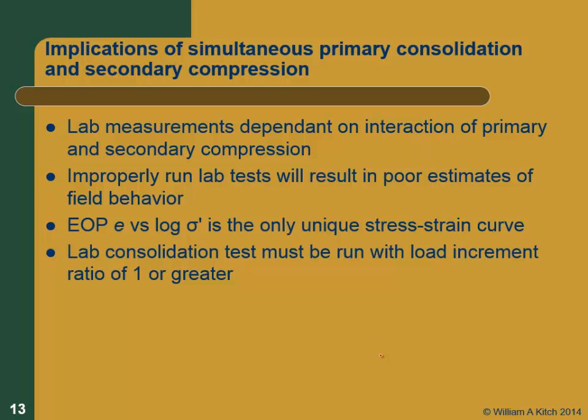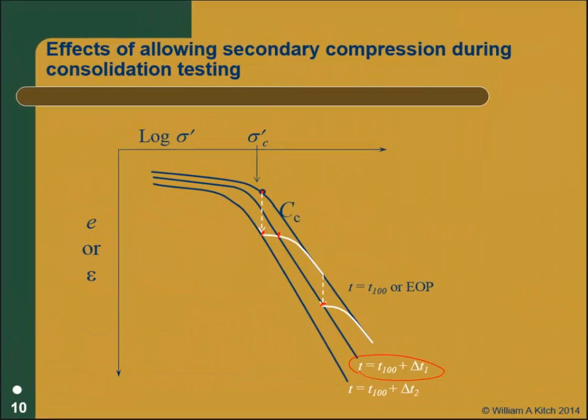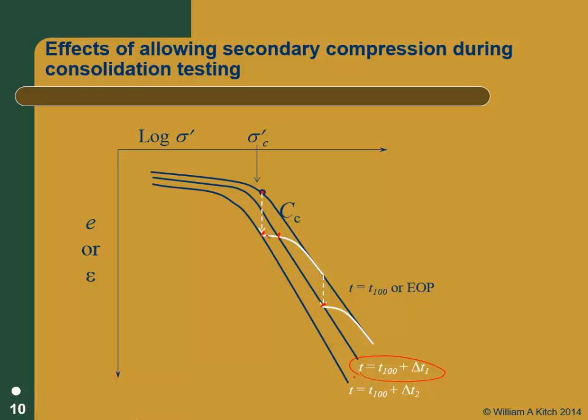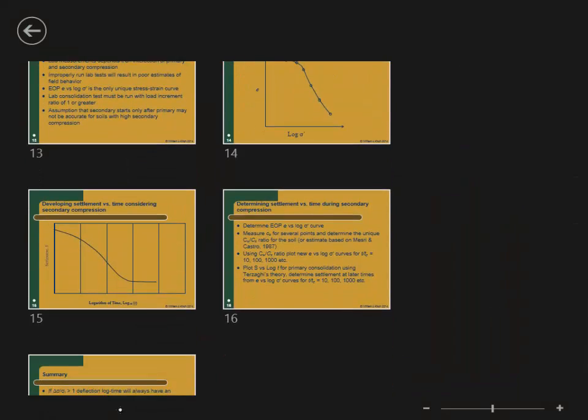If you're in the situation where your load increment ratios are so small, to go back to this figure, that you've allowed it to go into secondary compression, and then you run it with load increment ratios so small that you don't get back out to the Bjerrum curve, you could actually calculate settlements that are less than you expect. So it depends on what's going on there. The load increment ratio can really confuse your measurements.